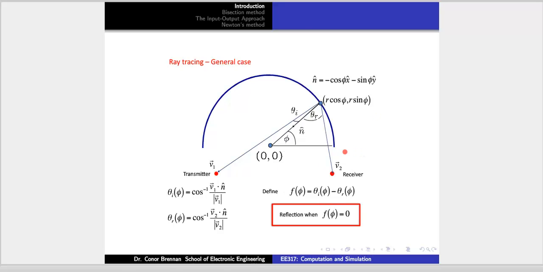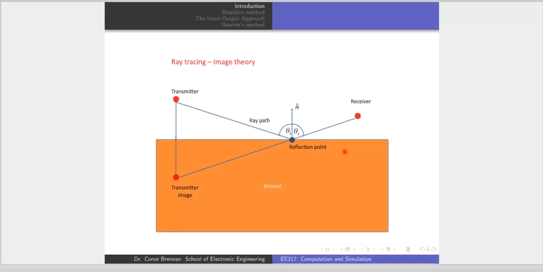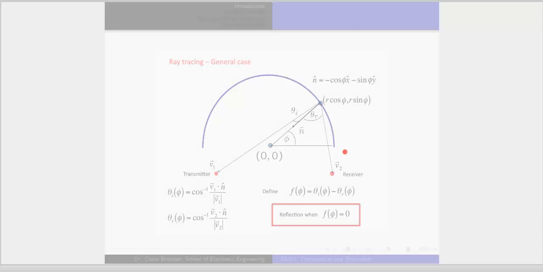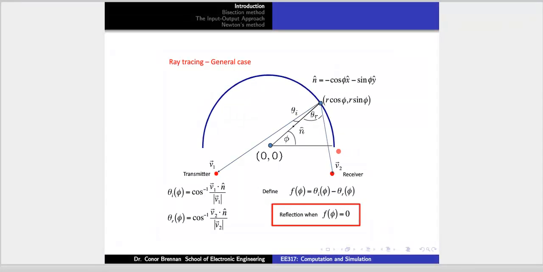Okay. But the problem is, we don't know how to do that. If this was a planar geometry, we could use image theory, like we did before. This is not a planar geometry, so we have to solve it some other way. Okay. How do we solve it? Well, we can set up a function. We can define a function which is a function of phi.